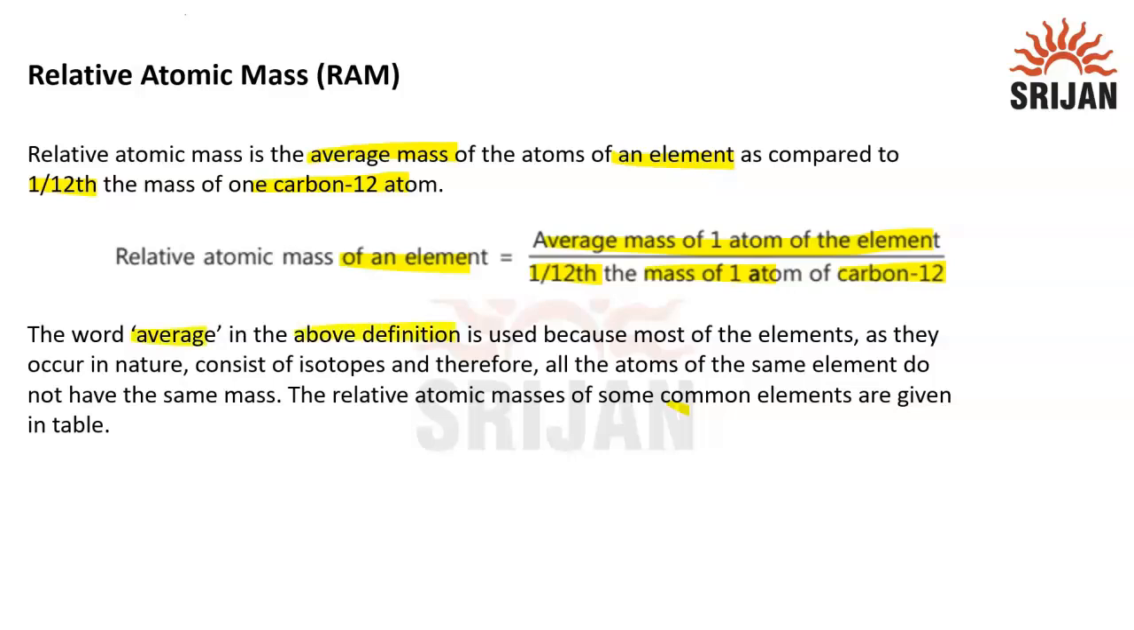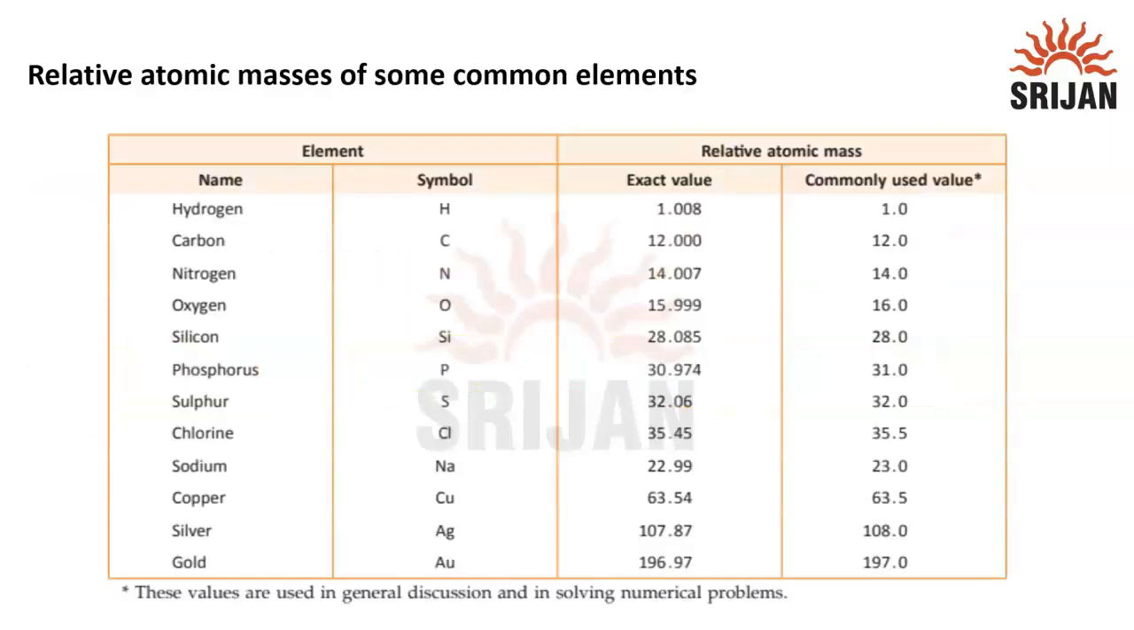The word average in the above definition is used because most of the elements as they occur in nature consist of isotopes, and therefore all the atoms of the same element do not have the same mass. The relative atomic masses of some common elements are given in the table. Relative atomic masses of some elements. Here hydrogen, its symbol is H, and its exact value is 1.00, but the commonly used value is 1.0, obviously because of solving numerical problems and use in general discussion, so that we can easily calculate the values.